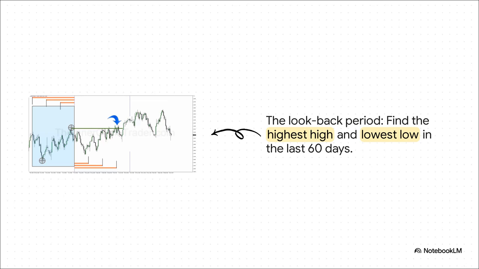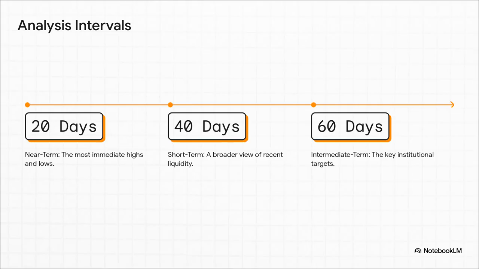Let's look at an example. See this chart? This is the look back part we just talked about. We've highlighted the last 60 days and marked the highest high and the lowest low. See them? These are the immediate known targets. These are the liquidity pools that the market might be gunning for right now. Now, what's cool is that inside this big 120-day frame, you can zoom in. ICT breaks it down into smaller timeframes for analysis. So you can look at the most recent 20-day high and low for a near-term view. The 40-day range gives you more of a short-term picture.